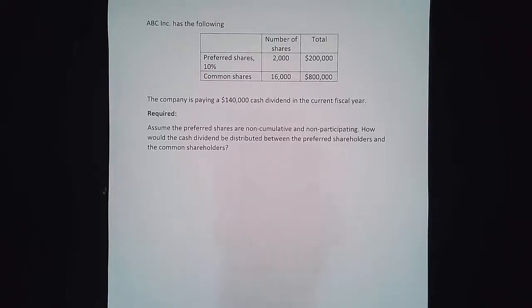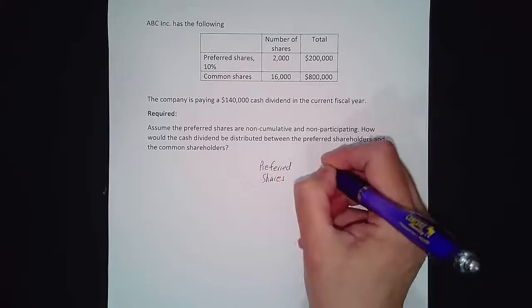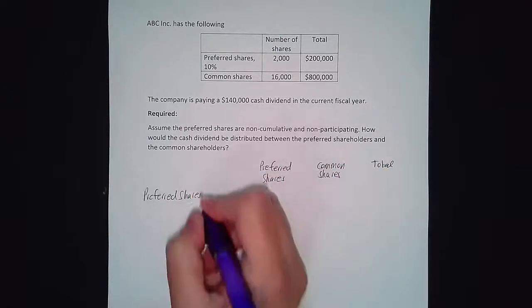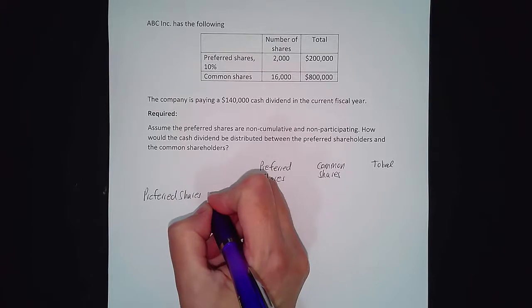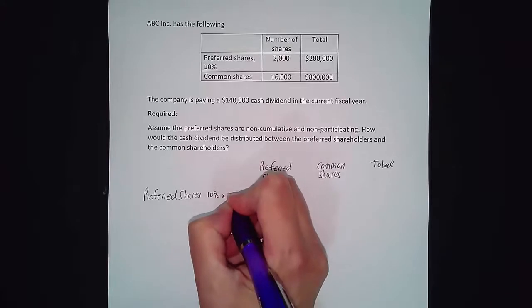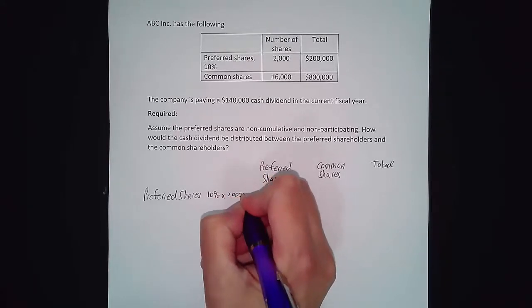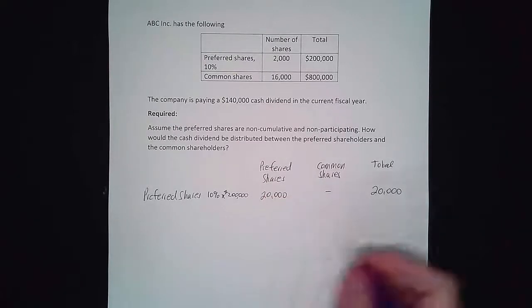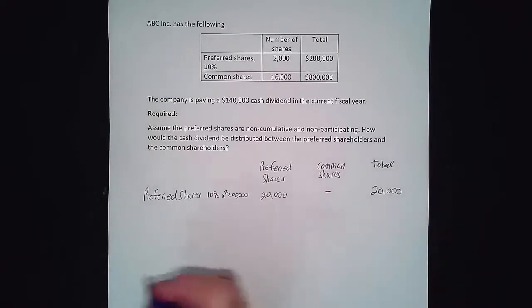current year? Let's do a quick chart. We've got the preferred shares, common shares, and a total. The preferred shares are going to have a dividend equal to 10% of their carrying value. So we're going to take the 10%, we're going to multiply it by the $200,000 of carrying value, which is equal to $20,000. And so we can add $20,000 to the total column also.